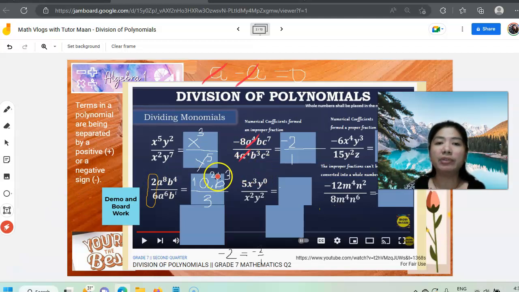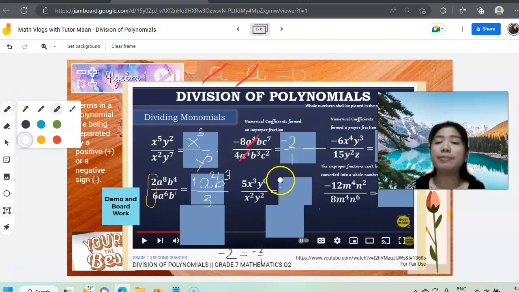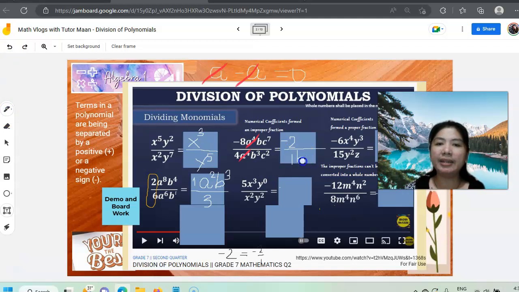Now let's move on to variable b. So where are we going to write variable b? Yes, the bigger exponent is 3 and it's in the denominator. So we write b in the denominator. Okay. And then what is the exponent for b? So we are going to subtract exponents. 3 minus 1 is 2. So the exponent of b is 2. Again, every time we have an invisible exponent, the exponent is 1.